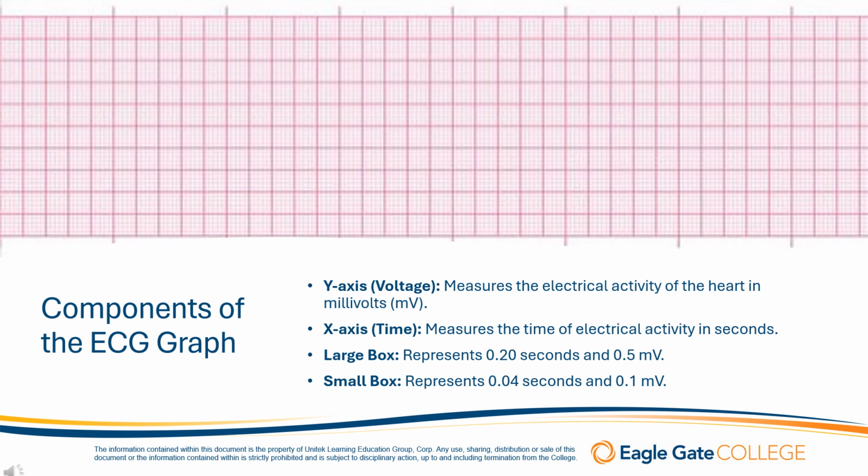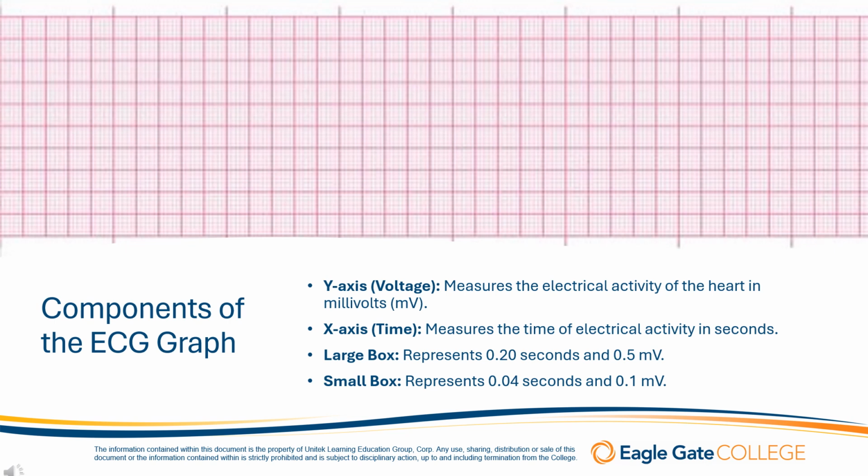Each large box on the ECG graph represents 0.20 seconds horizontally, remember that's time, and 0.5 millivolts vertically, that's voltage. So the large boxes are useful for quickly estimating the duration of intervals and the amplitude of waveforms. For example, if a waveform extends across two large boxes vertically, it represents an electrical activity of 1 millivolt. Similarly, if the interval between 2 points on the x-axis spans 5 large boxes, that's a duration of 1 second.